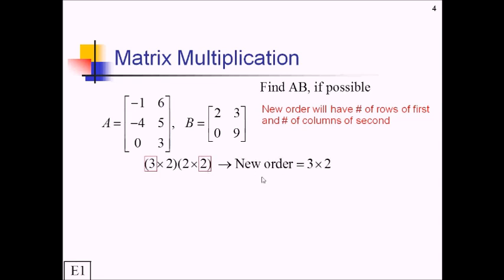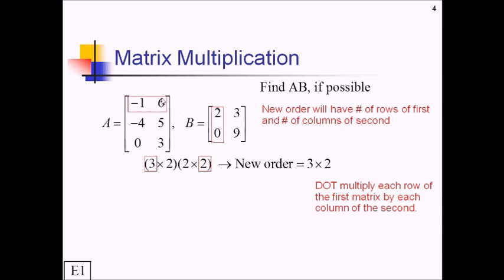So how do we actually fill in this 3 by 2 matrix? Well, we have to dot multiply each row of the first matrix by each column of the second matrix. And when we do this, so row 1 times column 1, we're going to put the result in whatever the row and column is, whatever element that is, in our new matrix. So for example, if we're multiplying together this row and this column, row 1 and column 1, that means 1 times 2 plus 6 times 0 is going to go in row 1, column 1 of the new matrix.